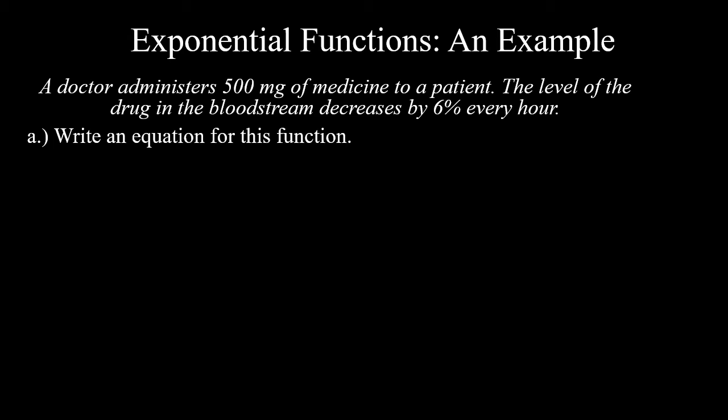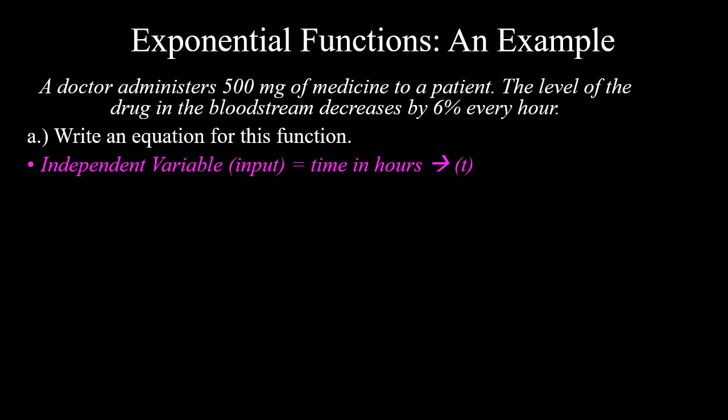So we have a doctor, okay? He has this patient who's sick, and he needs to give this patient 500 milligrams of medicine. The amount of medicine in that patient's bloodstream is going to decrease by 6% every hour, all right? So every hour that passes by, they have 6% less of that 500 milligrams of medicine in their bloodstream. Okay, so that's what's happening. The first part of this question says, write an equation for this function.